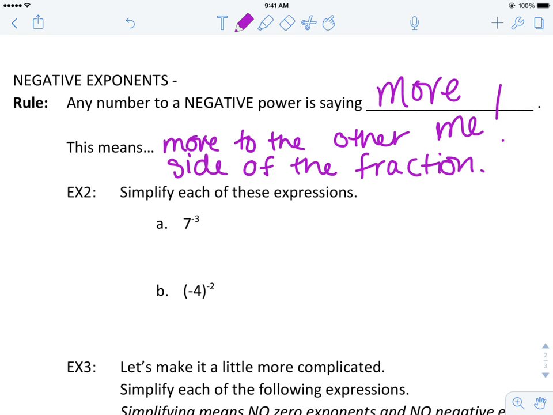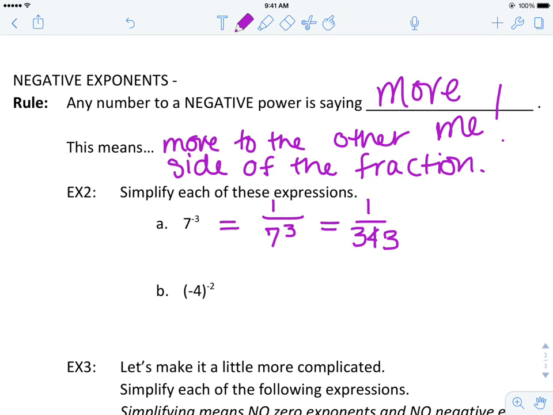So let's look at example number A. I have 7 to the negative third. That means I need to make it a fraction and put 7 to the third power on the bottom. Notice how the only thing that changed is my 7 to the third moved to the bottom of my fraction and the negative sign disappeared. Negative sign must disappear. Now, cool thing is, I know what 7 to the third is, so I can simplify this even further. And I get 1 over 343.